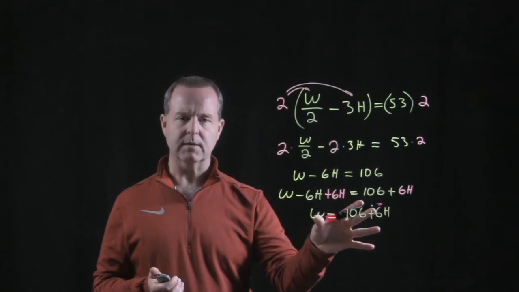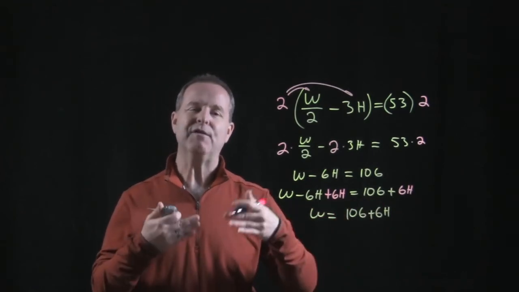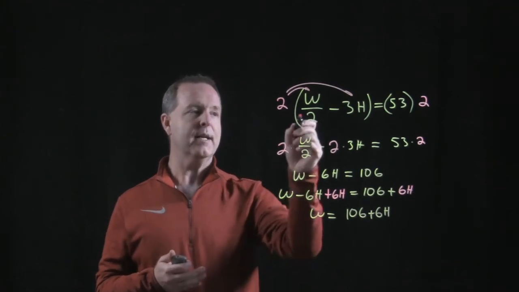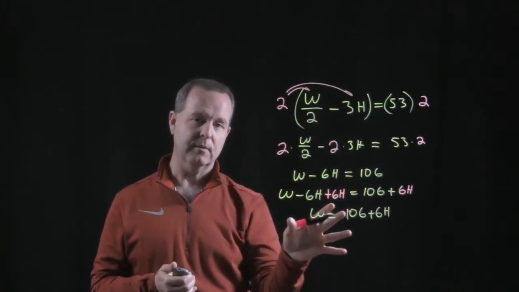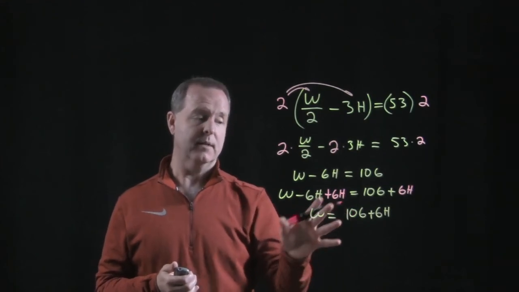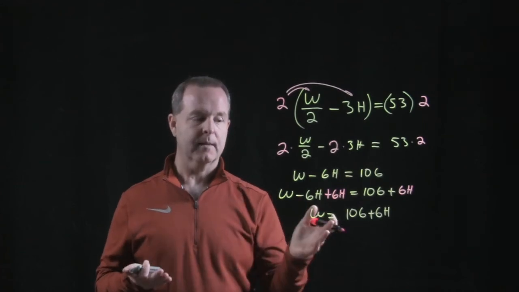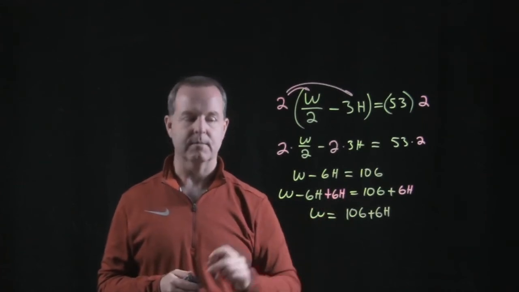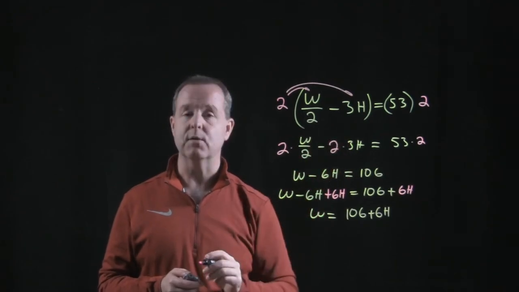My result doesn't look any less simplified. All it is, it's in a different form. Originally, it was solved in this particular form. This form, we just solved it for a particular variable, W. We could have solved it for H if we were asked to. In this case, we were asked to solve it for W. So it's just rearranged, algebraically true, just into a different form.